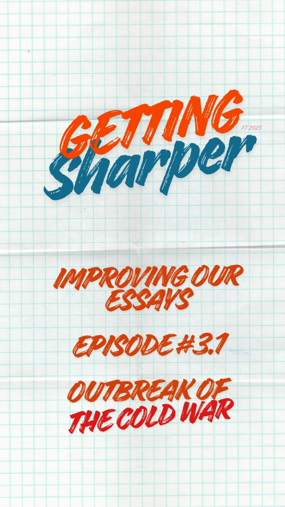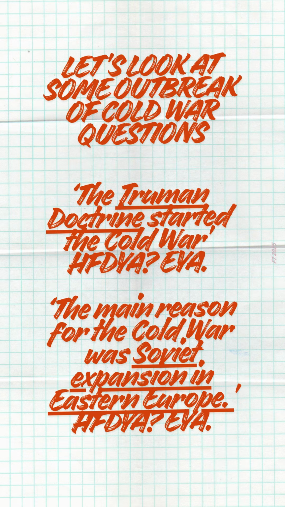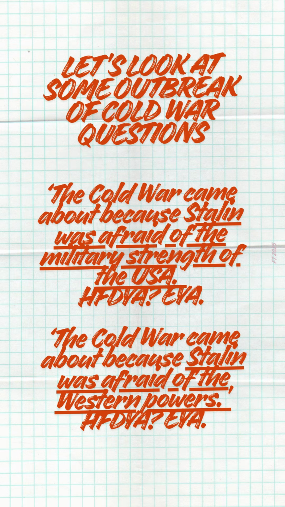Today's episode will focus on the outbreak of the Cold War. Let's look at some sample questions from past year O-level papers. In the first question, the given factor is the Truman Doctrine, and in this other one, it's Soviet expansion in Eastern Europe. Here, I've a pretty interesting set from the 2020 O-level papers.